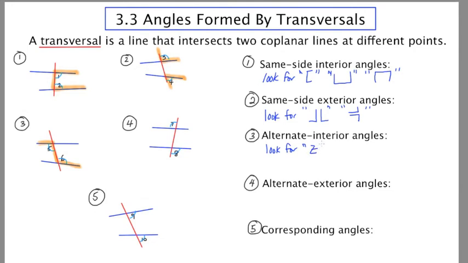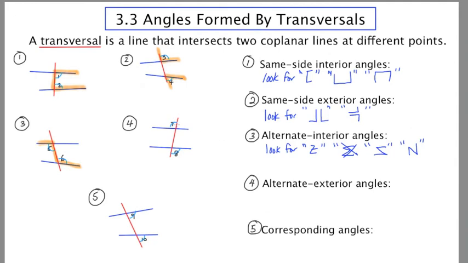Now bear in mind that if the diagram is rotated, the Z might be backwards, and that's okay. Whoa, that's not a Z at all, is it? Let's try that again. Don't look for that. So if the Z is backwards, it'll look like this. And it could even be, I guess, rotated sideways, in which case it might look like an N. So if you see a Z or a backward Z or an N or an upside down N, capital N, those would be the signal to use alternate interior angles.